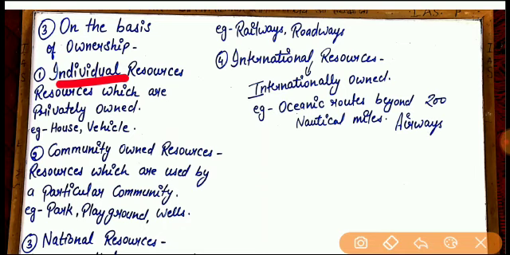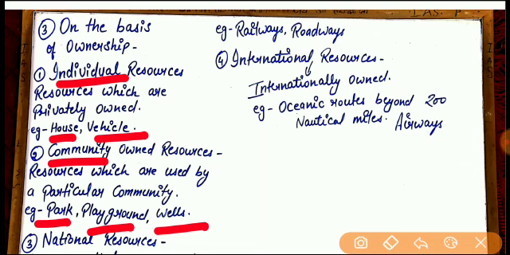They are called individual resources, like your house, your vehicle, which are only owned by you or by your family members. So they come in the category of individual resources. Second is community owned resources. The resources which are owned by a particular community or society, like your school, your park, playground, wells, are called community owned resources.